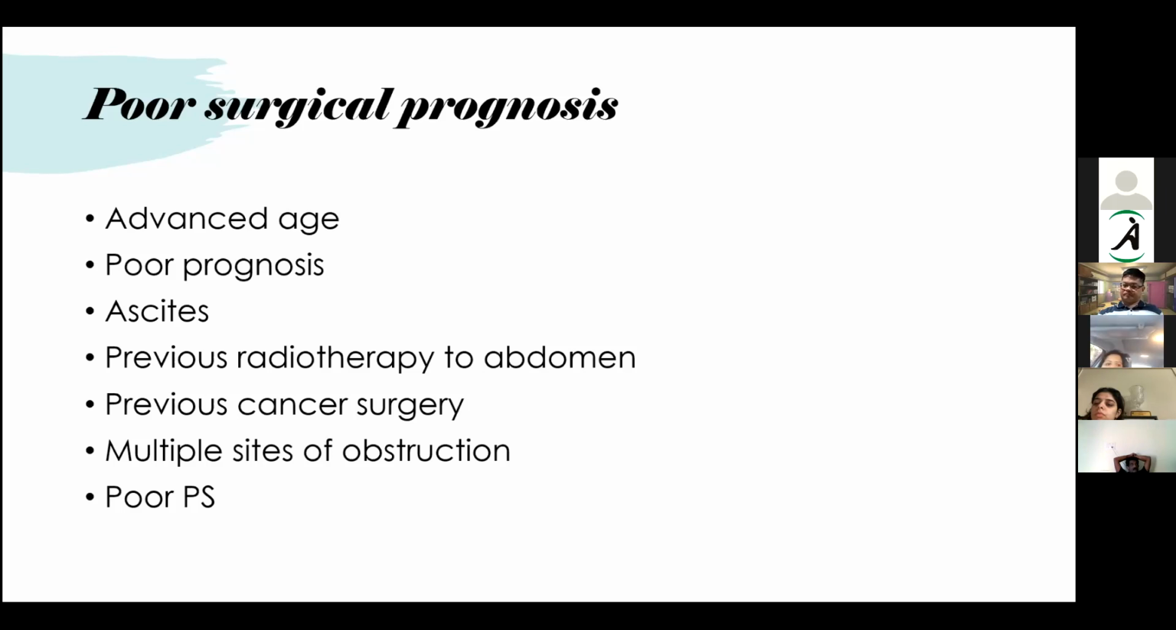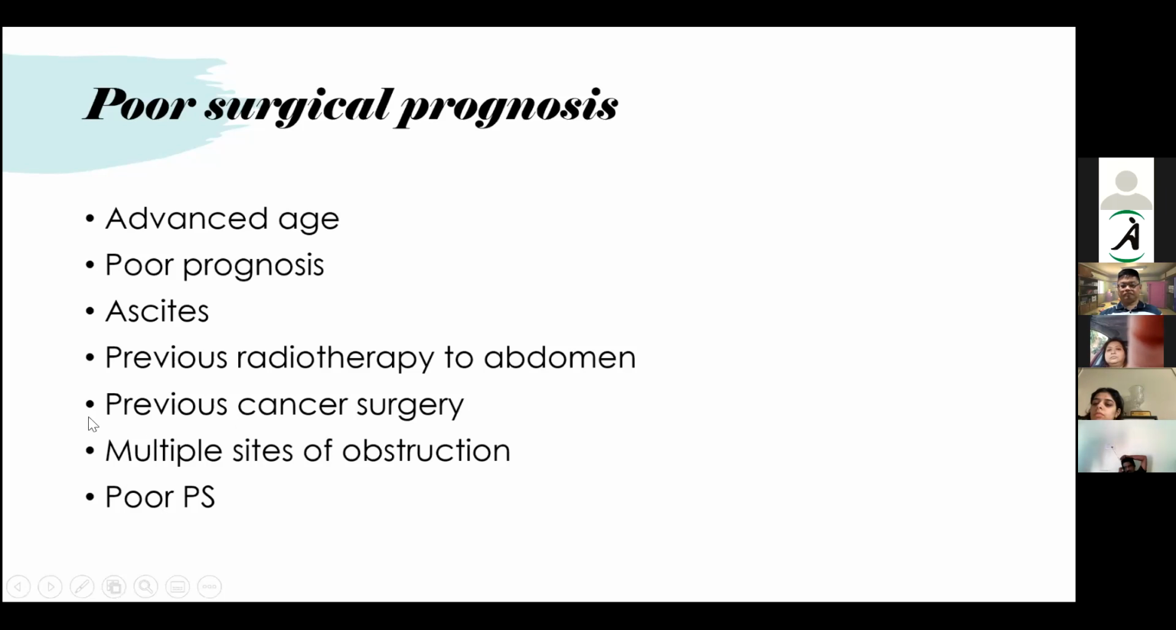And previous radiotherapy. One more thing about ascites: if the patient has a malignant ascites, that means there are some malignant cells in the ascitic fluid, so it has spread all over the peritoneum, because those cancer cells can go and seed anywhere in that peritoneal cavity and they can grow and cause a new obstruction. So ascites is one poor prognostic factor.